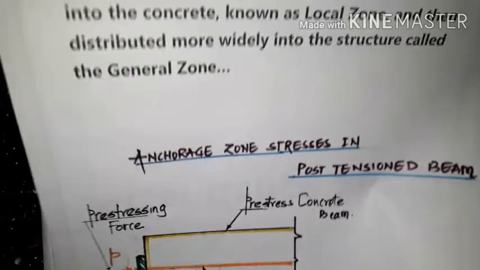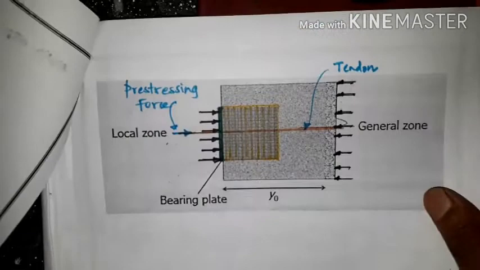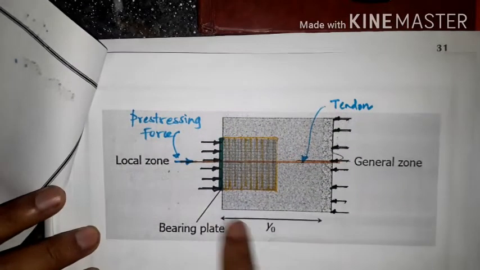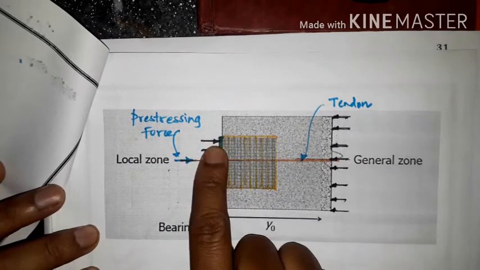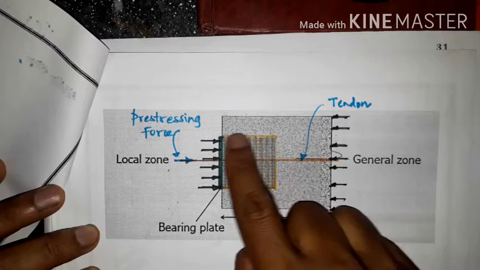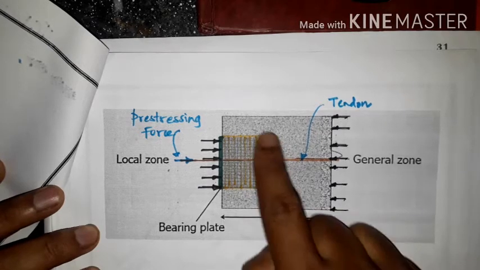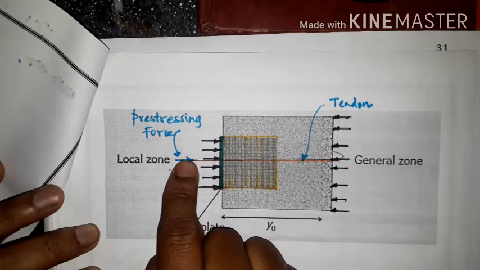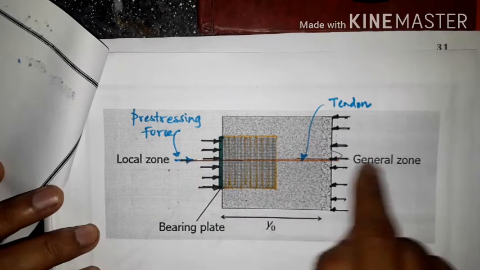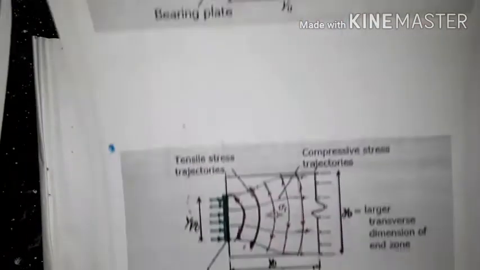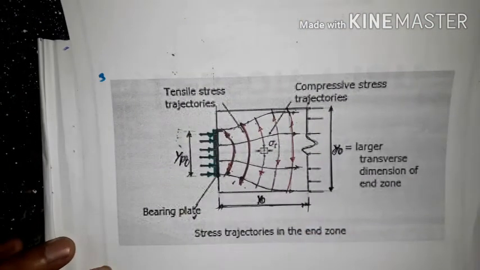I'll show you once again. So we have gone through this. That is how the local zone will transfer the stresses to the internal part of the concrete. This is the stressed area, where the stresses are developed through the pre-stressing force transferred through the tendon. And one more thing that is important, I have discussed this part also.